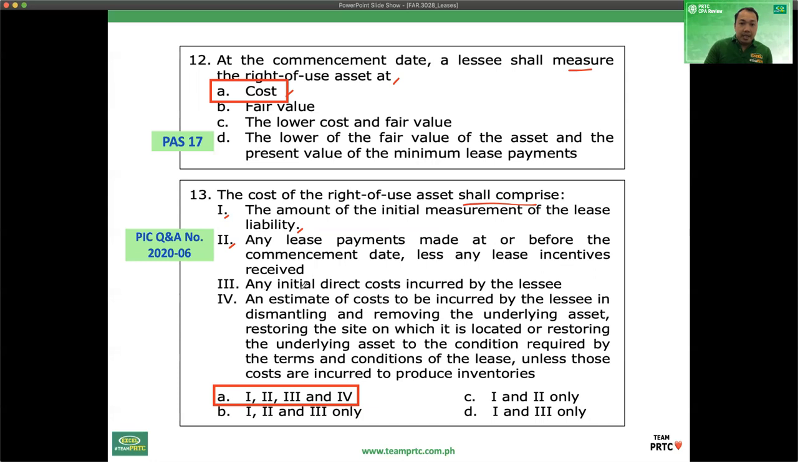So number 3, initial direct cost. Yung initial direct cost na yan, parang directly attributable cost. So, kaya kasama siya dun sa cost of right of use asset. And then number 4, estimate of cost to be incurred by the lessee in dismantling and removing the underlying asset, restoring the site on which it is located, or restoring the underlying asset to the condition required by the terms and conditions of the lease. Unless those costs are incurred to produce inventories. Kasi yung cost incurred to produce inventories, accounted for yan as inventories. Hindi yan kasama sa cost ng right of use asset. Similar to the concept of PPE.